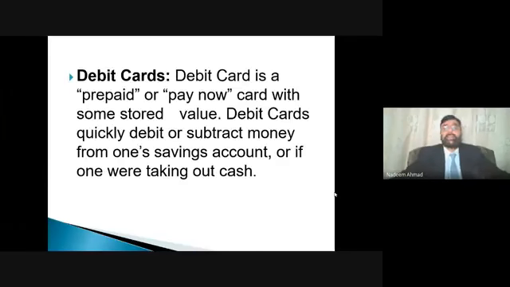Then, other than the credit card, there are debit cards, which can be ATM cards as well. A debit card is a prepaid or pay now card with a stored value. Debit cards quickly debit or subtract money from one's savings account, or if one is taking out cash. It's not only the savings account; it can be the current account. So it works like hot cash. It is deducted from our bank account at once when it swipes. A specific amount is deducted from it. So that is a debit card.